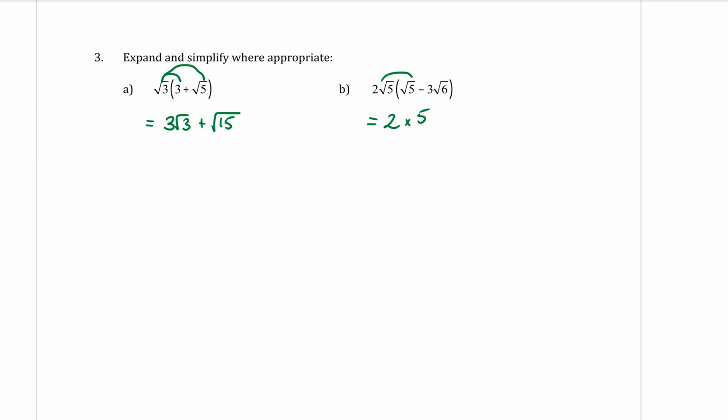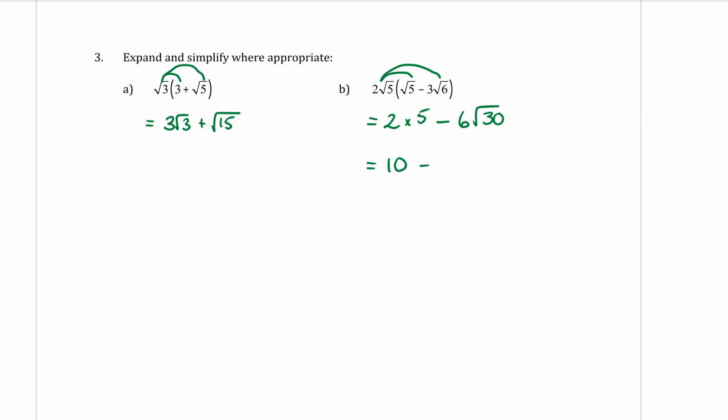Second one, I have a minus sign, and I'm timesing 2 root 5 times 3 root 6. So times the numbers at the front. 2 times 3 is 6. And then times the numbers underneath. 5 times 6 is 30. Looking to simplify.